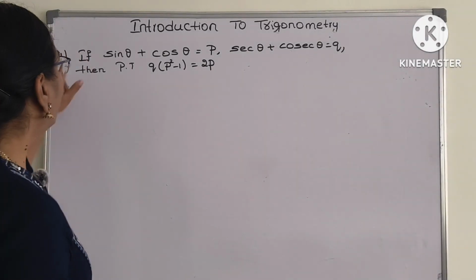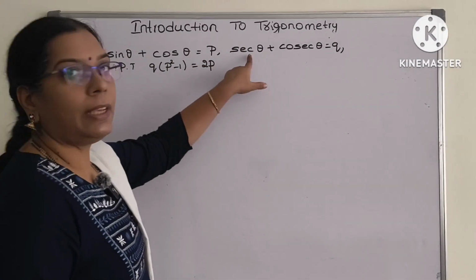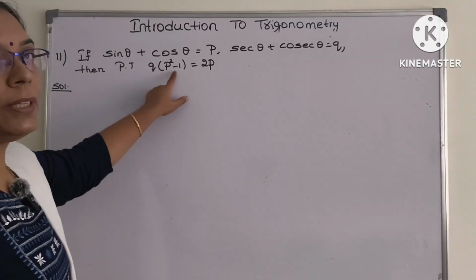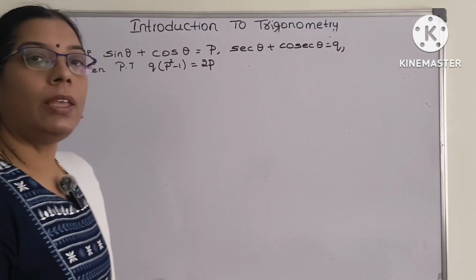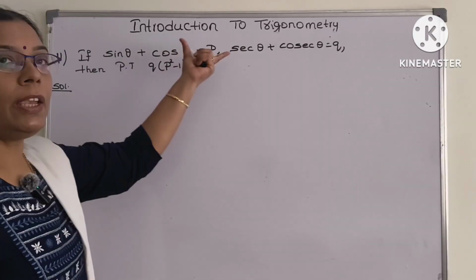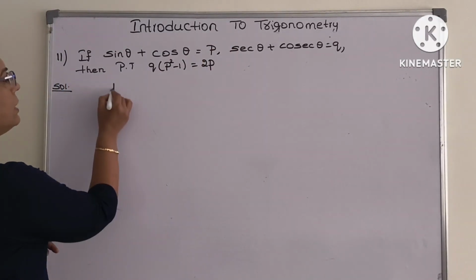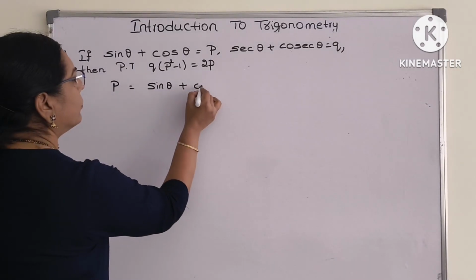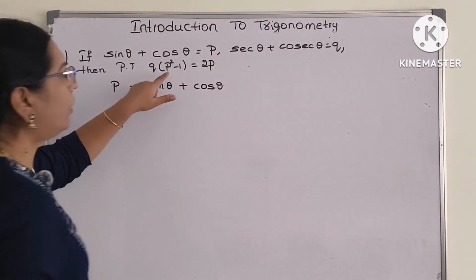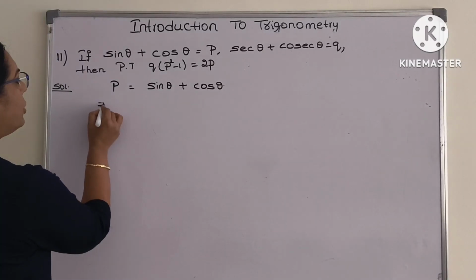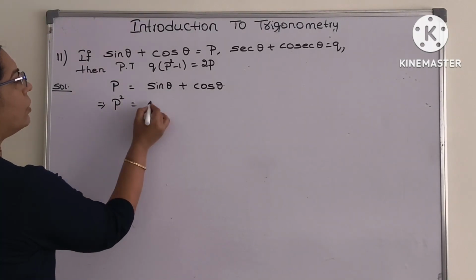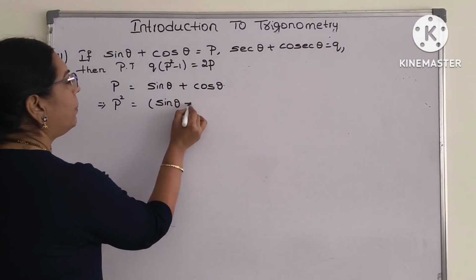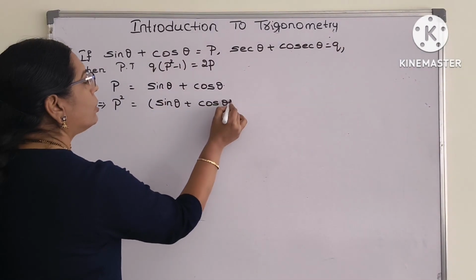The next sum, children. If sin theta plus cos theta is P and secant theta plus cosecant theta is Q, we have to show that Q into (P square minus 1) is 2P. In this sort of question, we always have to make use of what is given. Given is P is sin theta plus cos theta. And then we have to find the P square value, which means squaring on both the sides. So this will become (sin theta plus cos theta) whole square.